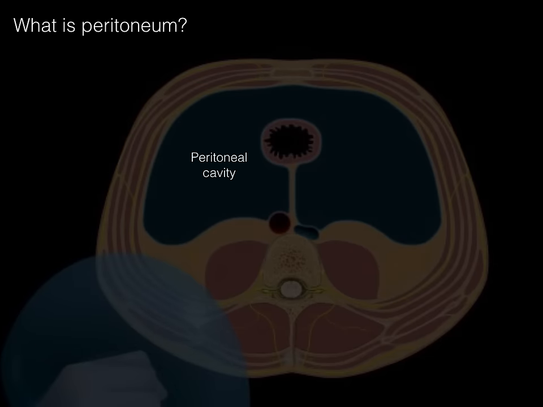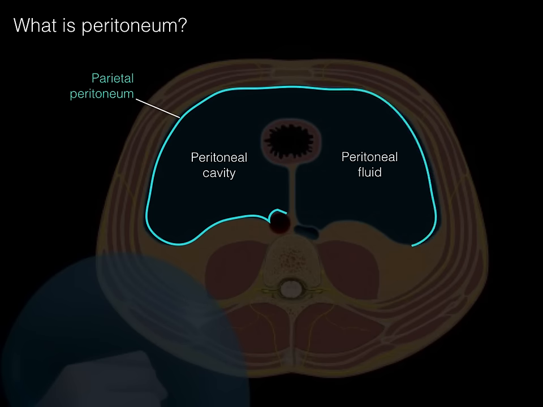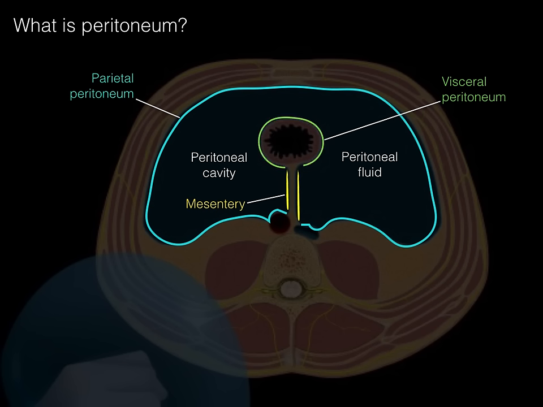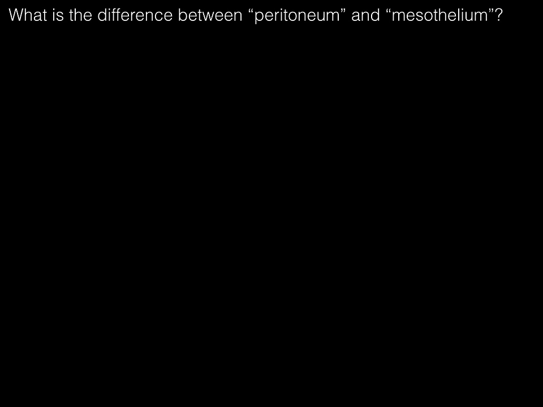So what is peritoneum? Well, there's our peritoneal cavity filled with peritoneal fluid, and the parietal peritoneum forms the wall, and the mesentery, this double membrane, and the visceral peritoneum that lines the organs. And all the parietal peritoneum, mesentery, and visceral peritoneum are all continuous with each other. So what's the difference between peritoneum and mesothelium?